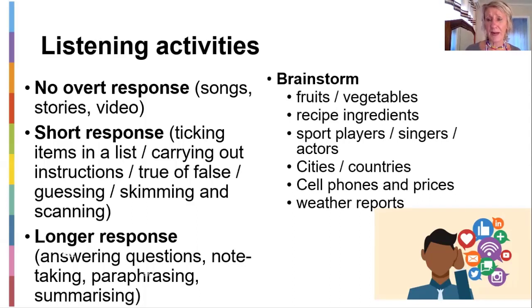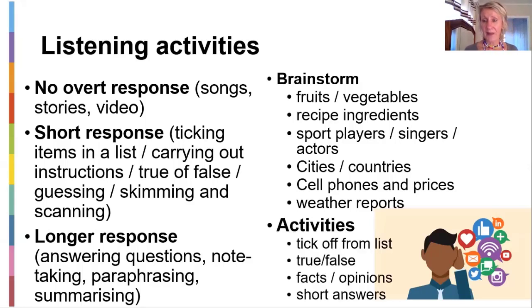So for instance, as I said, brainstorm. If you've got the context and it's about fruit or vegetables or ingredients, you can put them in different groups. They've got to brainstorm all the words associated with that topic. It could be sport players, singers, actors, cities and countries, all the countries that they know in Europe and which cities they associate with that. Different kinds of cell phones and their prices, weather reports. What kind of weather do we have here? What does it mean if the pressure is that? So those are kinds of things that you could be brainstorming.